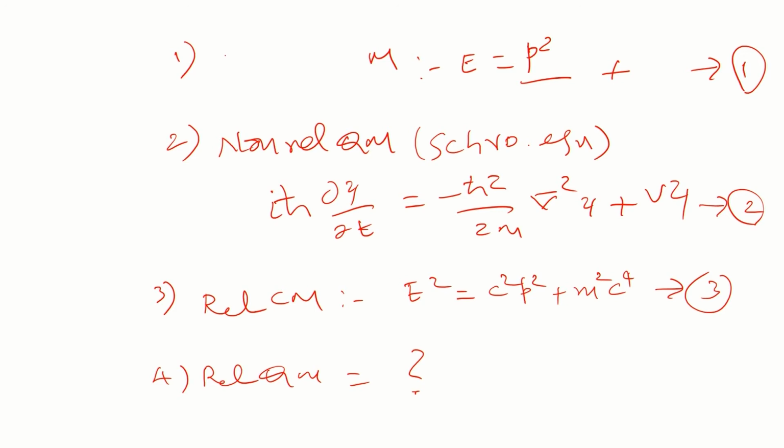So these three equations: the first equation, the non-relativistic classical mechanical equation, is p square by 2m plus V. This is the first equation. This is known. The second equation is known. The third equation is known. From these three equations, we have to develop the fourth equation. How to develop and how to validate? These are the issues that arose among the scientists in the forum.